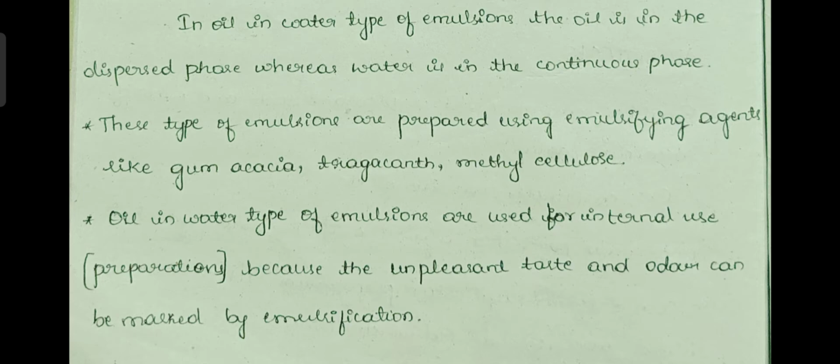Oil in water type of emulsions are prepared for internal use because the unpleasant taste and odor can be masked by emulsification. Oil in water type of preparation is for internal use of the body, whereas the next type, that is water in oil type, will be for the external use. Why do we go for the internal use of oil in water type? Because it will have unpleasant taste and odor, that through the emulsification process we will mask it.